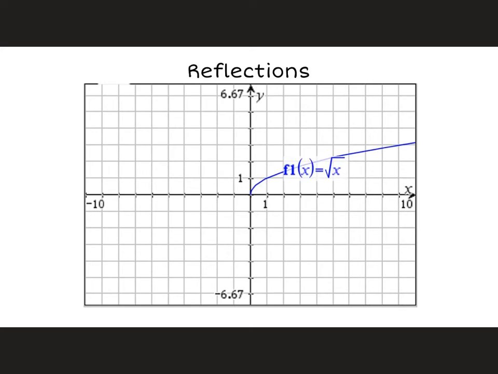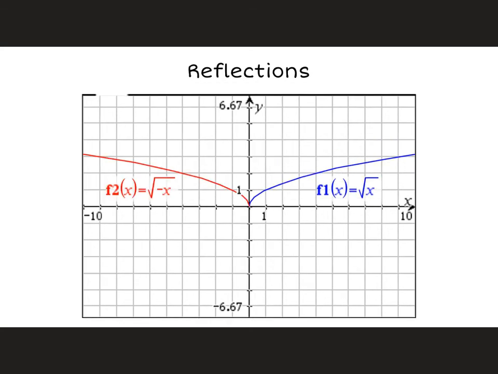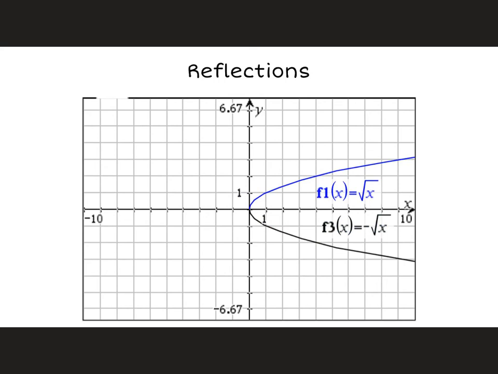Here is the parent function, the square root of x, and here's what it looks like reflected about the y-axis. Notice where the negative is for this problem. It is connected to the x. And for this example, our negative is in front of the square root, and that is a reflection about the x-axis. So placement of the negative is very important.